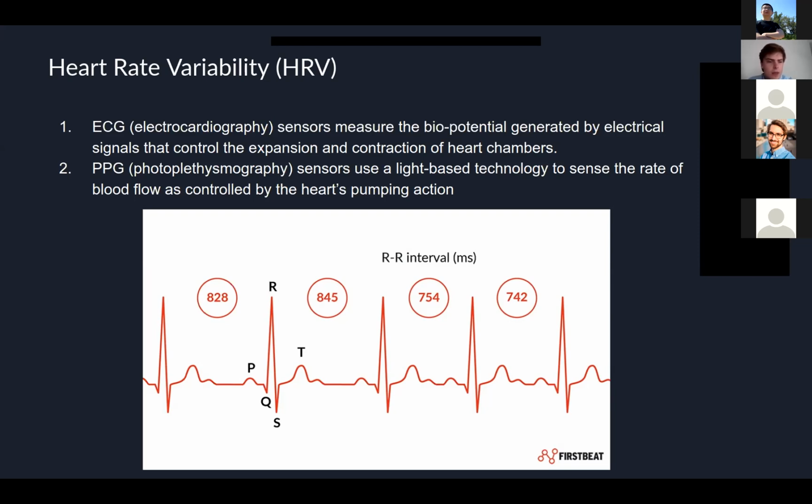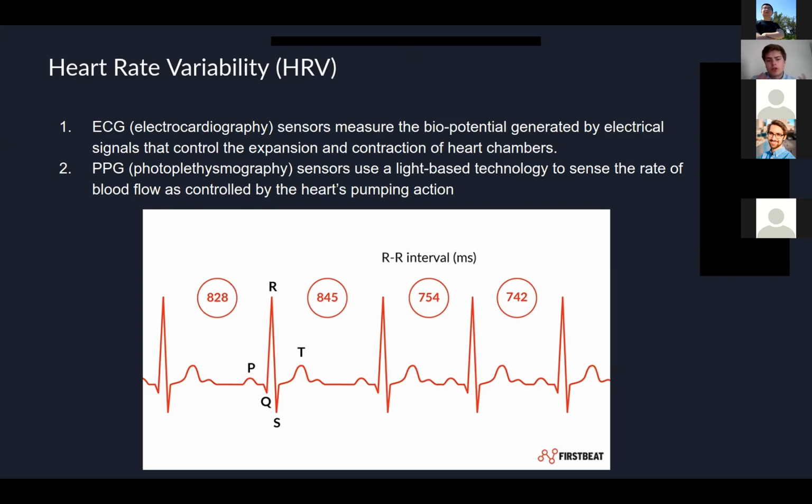But essentially, in terms of where these signals are coming from, the two most common ways to do it are ECGs or PPGs. ECGs are more accurate. They actually measure the electrical signals. But of course, you have those electrodes, so a lot of people don't like that.